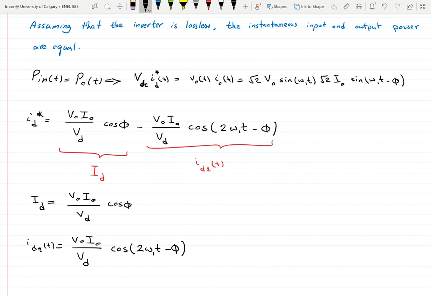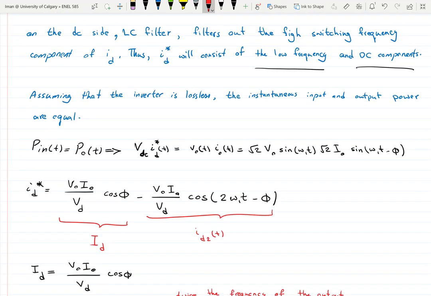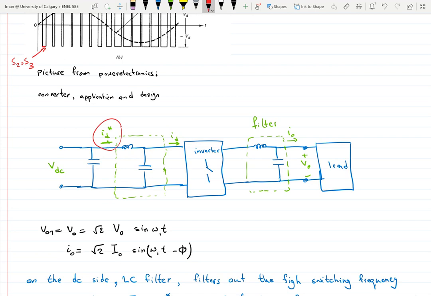So note that the low frequency component of ID is actually twice the frequency of the output. So this is that low frequency that we were talking about here. And so this current would have a DC value and then a double frequency ripple on top of it.